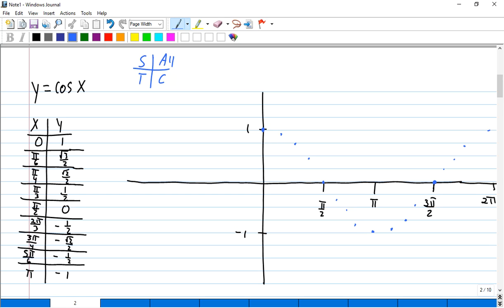Okay? So we connect these points with smooth curves. And that's one complete period for cosine between 0 and 2 pi. But cosine, its period, remember, is 2 pi as well. It repeats every 2 pi. And it does this in both directions forever.